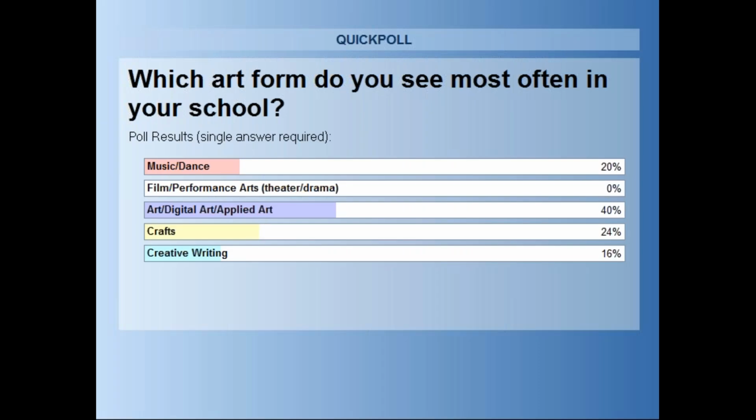Interesting. Art, digital art, and applied art is leading the pack with 40%. After that, we see crafts at 24%. Music and dance, that surprises me. Music and dance, I mean music, I guess, but not dance so much. Yeah. And then creative writing, 16%. We had postulated a little bit in our discussion the other day that creative writing would probably be the most popular. So this is interesting.